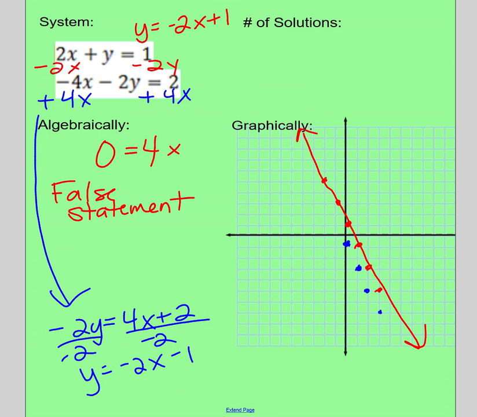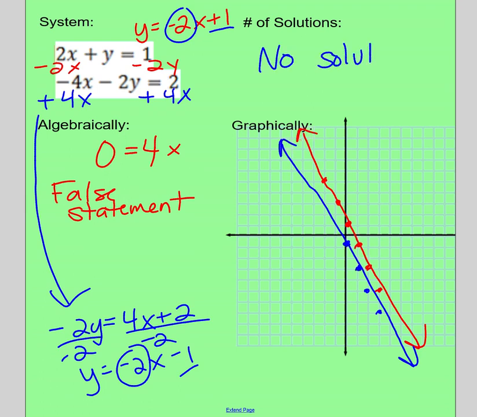And what do you notice before I even graph? These two lines, this slope is -2, this slope is -2. They're parallel. They have the same slope, but different y-intercepts. Do you see that? So are these ever going to touch? Are they ever going to intersect? No, they're parallel, right? So because they're not going to intersect, we say that there are no solutions.